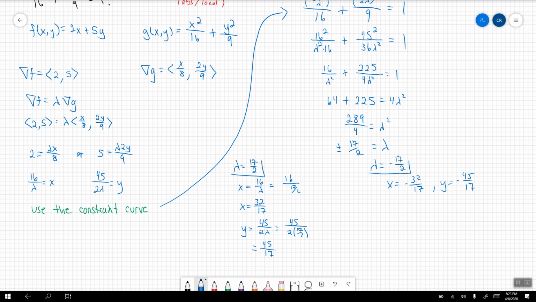So what I'm going to say at this point in time, f of x, y has a local maximum of 17 at, and I'm going to say that's going to be at the point 32.